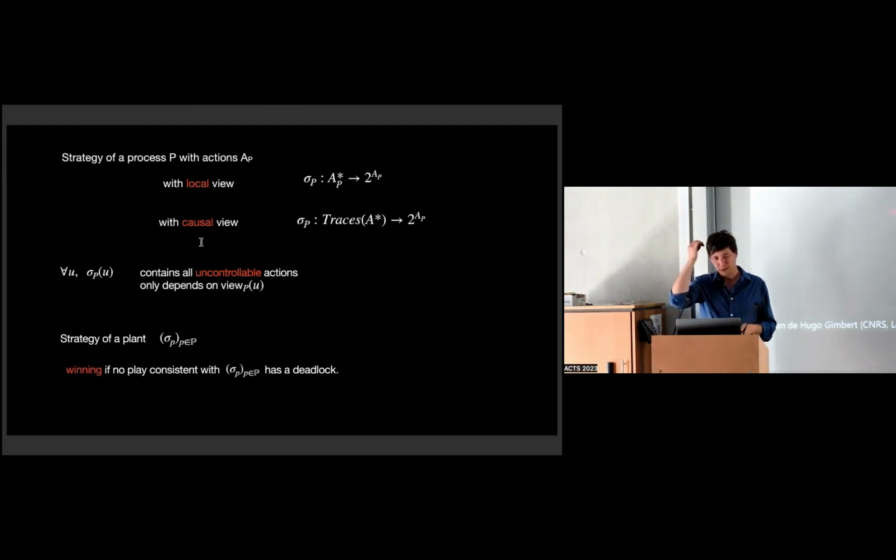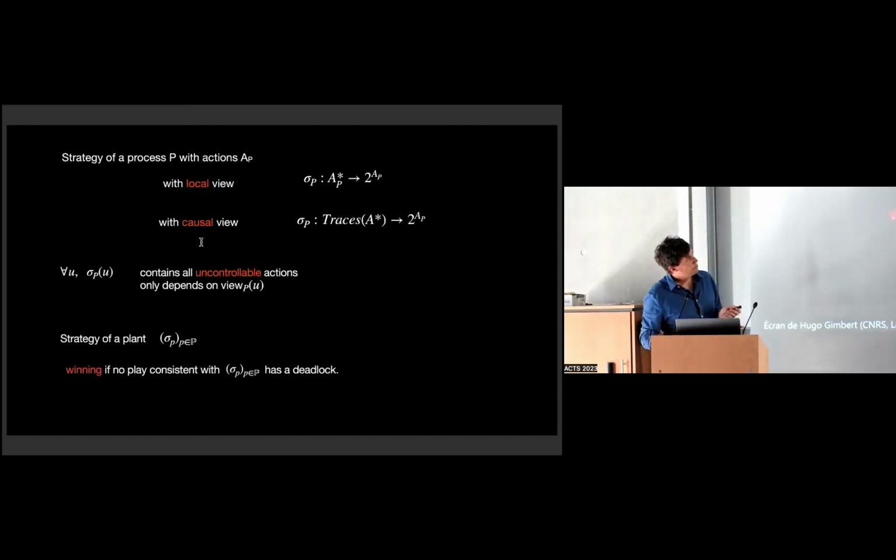So now how can we formalize the strategy of a process with causal view? Strategy of a process. With local view, it was a mapping from sequence of actions to set of actions. With causal view, it's a mapping from traces, prime traces actually, whose maximal action contains P in the domain, to set of actions. And the rest is the same definition. Okay? It's just the input of the strategy which changes. But again, we have uncontrollable actions. You cannot restrict them. They can happen whenever. Okay.